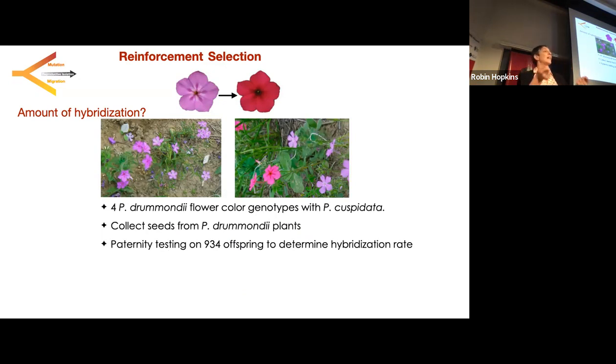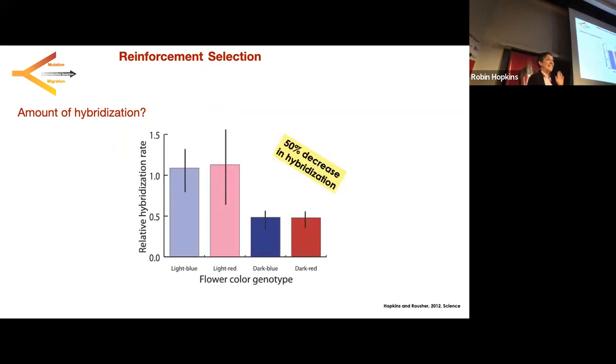And in this way, we can estimate the hybridization rate of each of these flower color morphs and see if changing the intensity or changing the hue actually changes hybridization, and therefore demonstrates how that reinforcing selection actually works. Well, I wouldn't be up here if it didn't work.